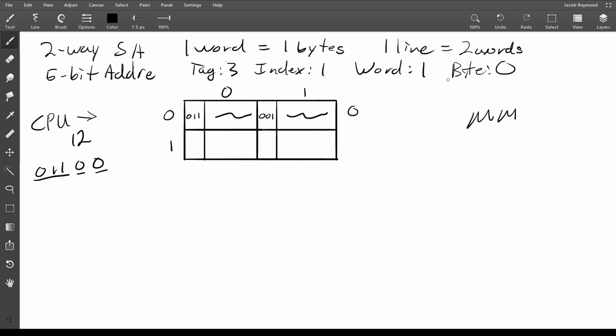So yeah, that's pretty much set associative. And again, keep in mind, direct map is one-way set associative, and fully associative is essentially the largest way set associative.